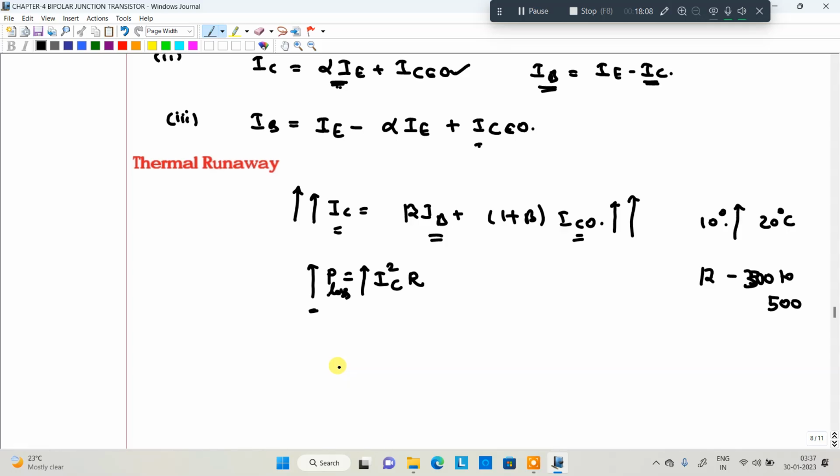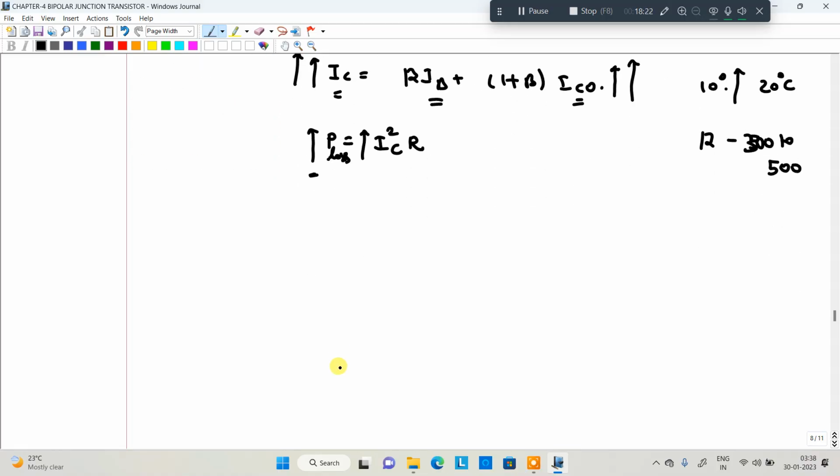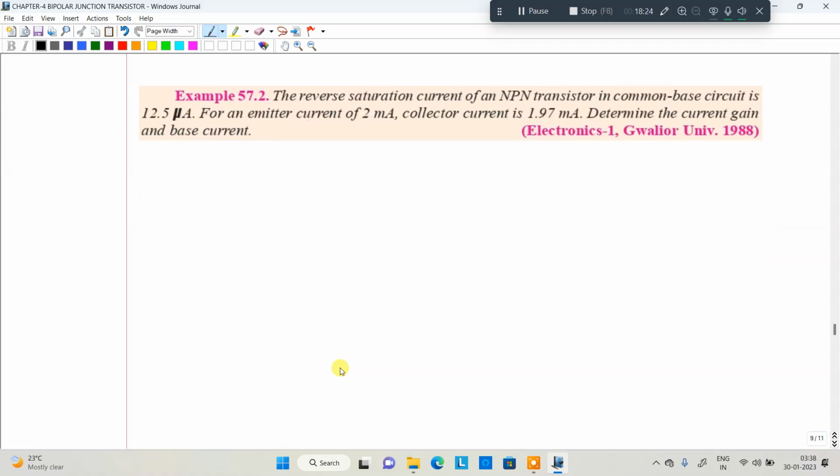This is the process of recycling. The temperature increases, IC increases, temperature increases, again ICBO increases, again IC increases, again temperature increases, like that. Okay, so that's what we have as thermal runaway. After that, we'll discuss a few problems related to that, then we'll end this particular chapter. So what are the things we have?